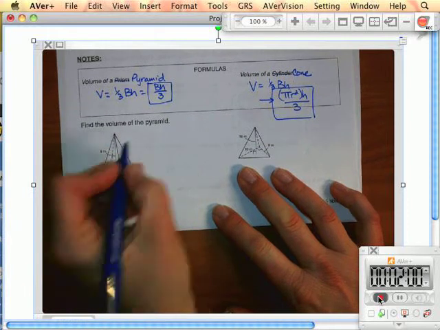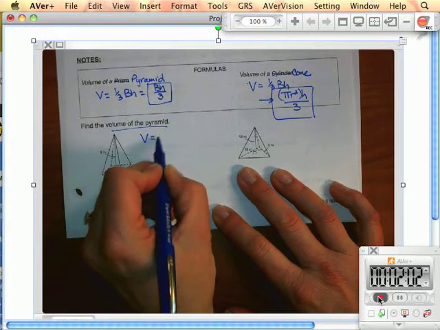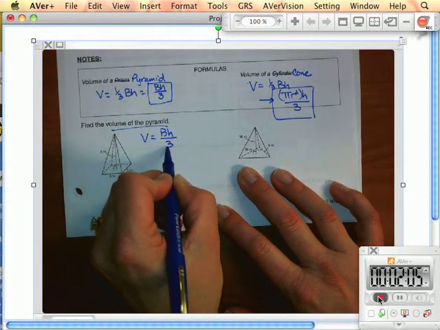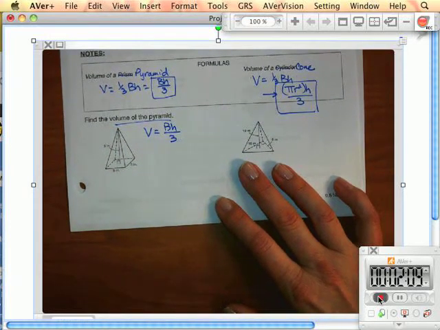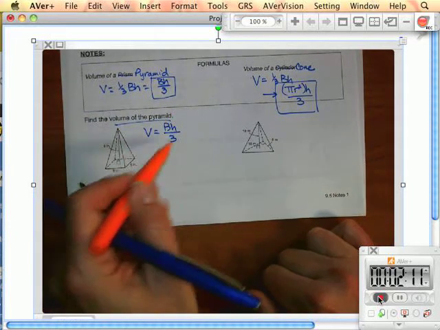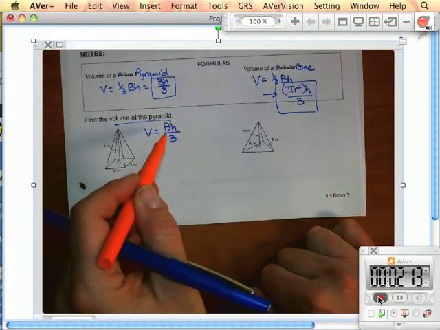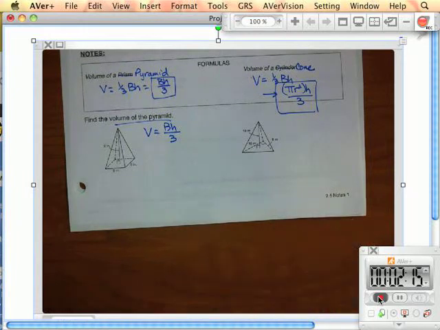Okay, volume of the pyramid. We're going to write the formula down first, and then we're going to plug in what we know. What do you think the most common thing is that kids forget on a test if they're working with this right here? Divide by 3. Huge. They forget to divide by 3. It's such a bummer.